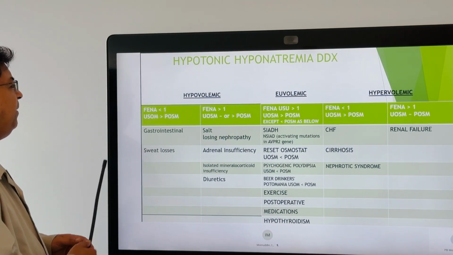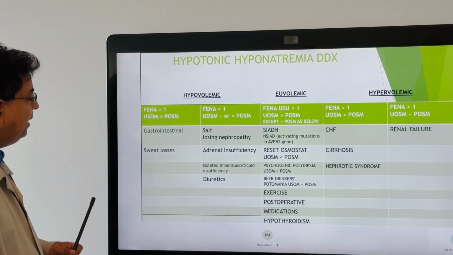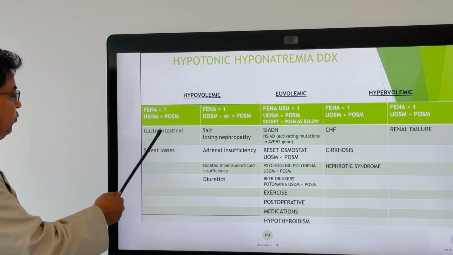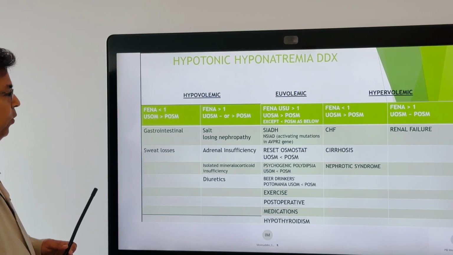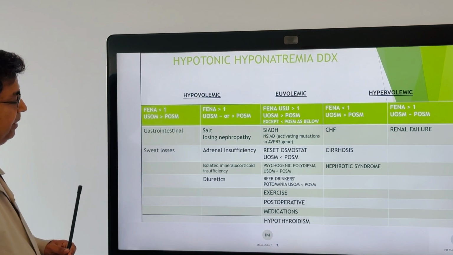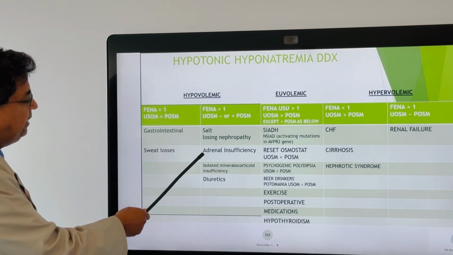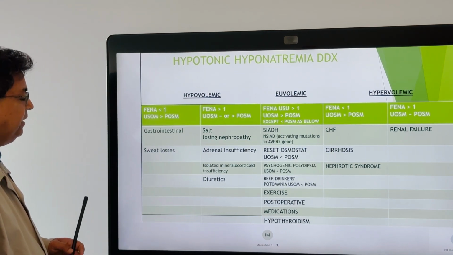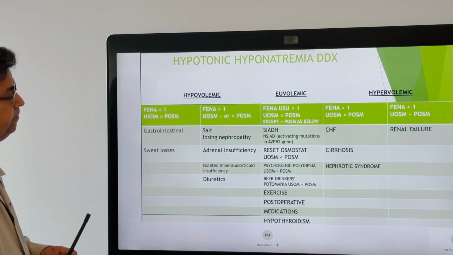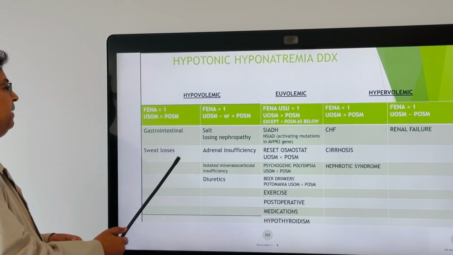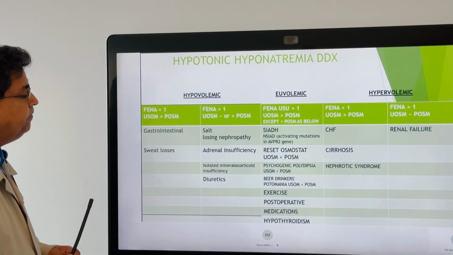If the patient is hypovolemic and the fractional excretion of sodium is less than 1, it's generally gastrointestinal or sweat loss. If the fractional excretion of sodium is greater than 1 and the patient is hypovolemic, consider salt-losing nephropathy, adrenal insufficiency, isolated mineralocorticoid insufficiency, or diuretics. If the patient is euvolemic, of course, syndrome of inappropriate antidiuretic hormone.